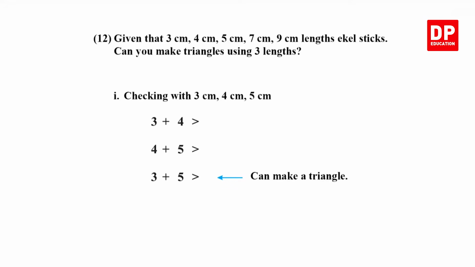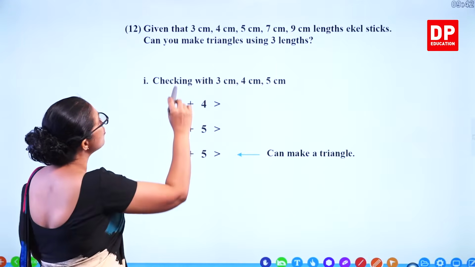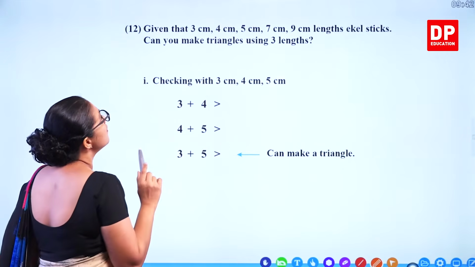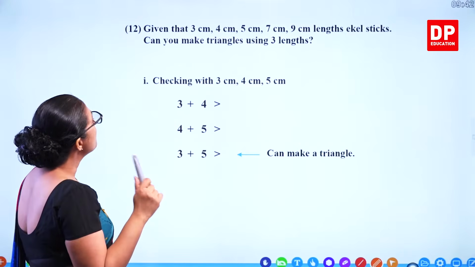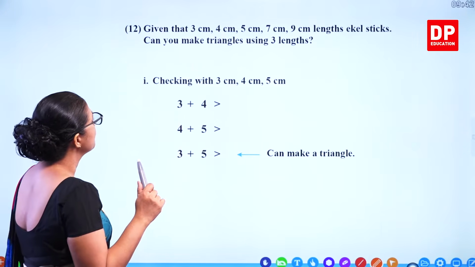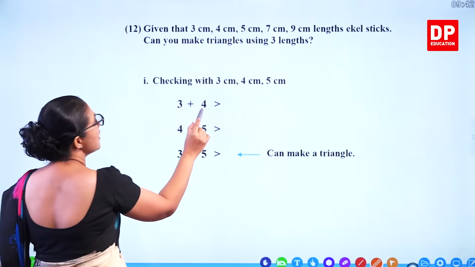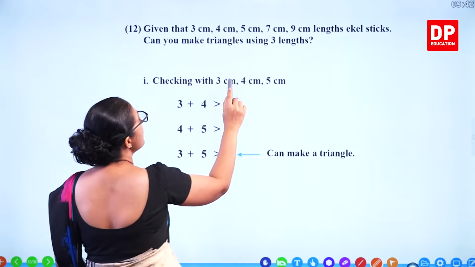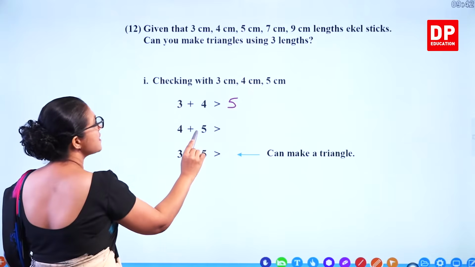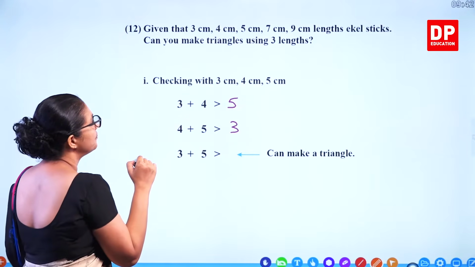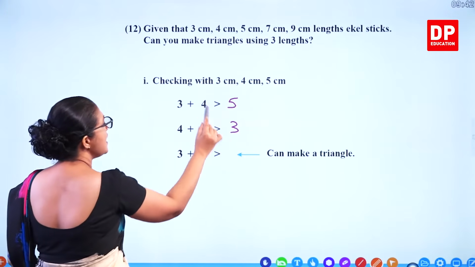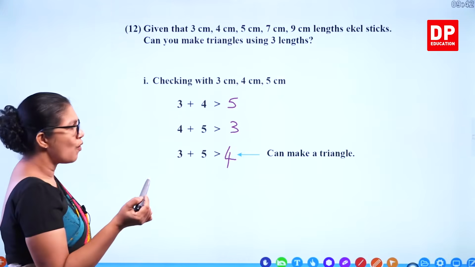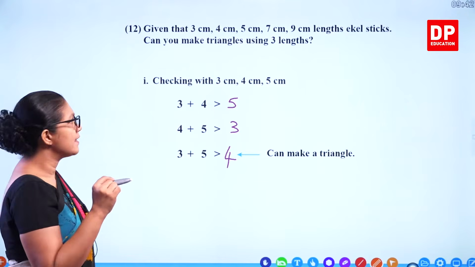Given lengths 3 centimeters, 4 centimeters, 5 centimeters, 7 and 9, can you make triangles using 3 lengths? You need to check with 3 lengths. First we'll check 3, 4, 5. 3 and 4 is 7, that's greater than 5. Next, 4 plus 5 is 9, that's greater than 3. Then 3 plus 5 is 8, that's greater than 4. So we can make a triangle there.